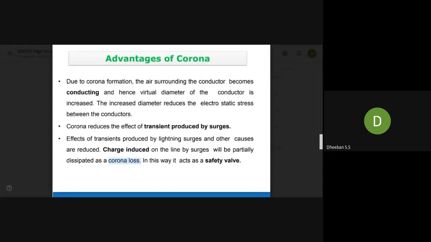So what happens is, these static charges can be partially dissipated as corona loss. If there is corona, it acts similar to a safety valve. So these three are the advantages of corona. When compared to the advantages, you'll have many more disadvantages. So this corresponds to an undesirable phenomenon.